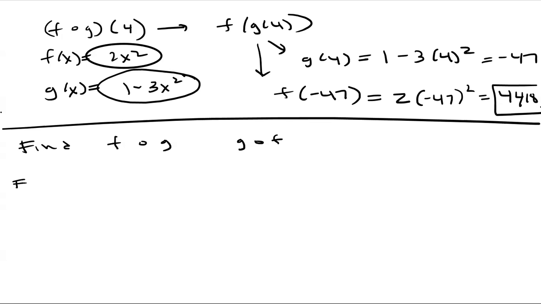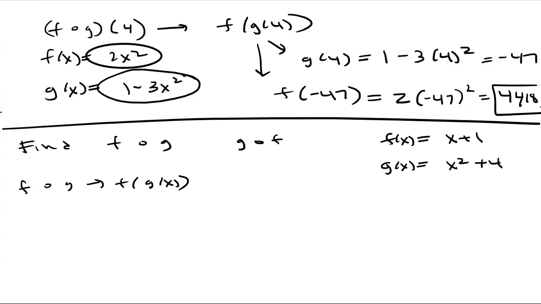All right, so we want to find f circle g. So again, that just means f of g of x. That's all that means. So let's say f of x is equal to, let's try this one, x plus 1. Okay. And g of x is equal to x squared plus 4. Okay.